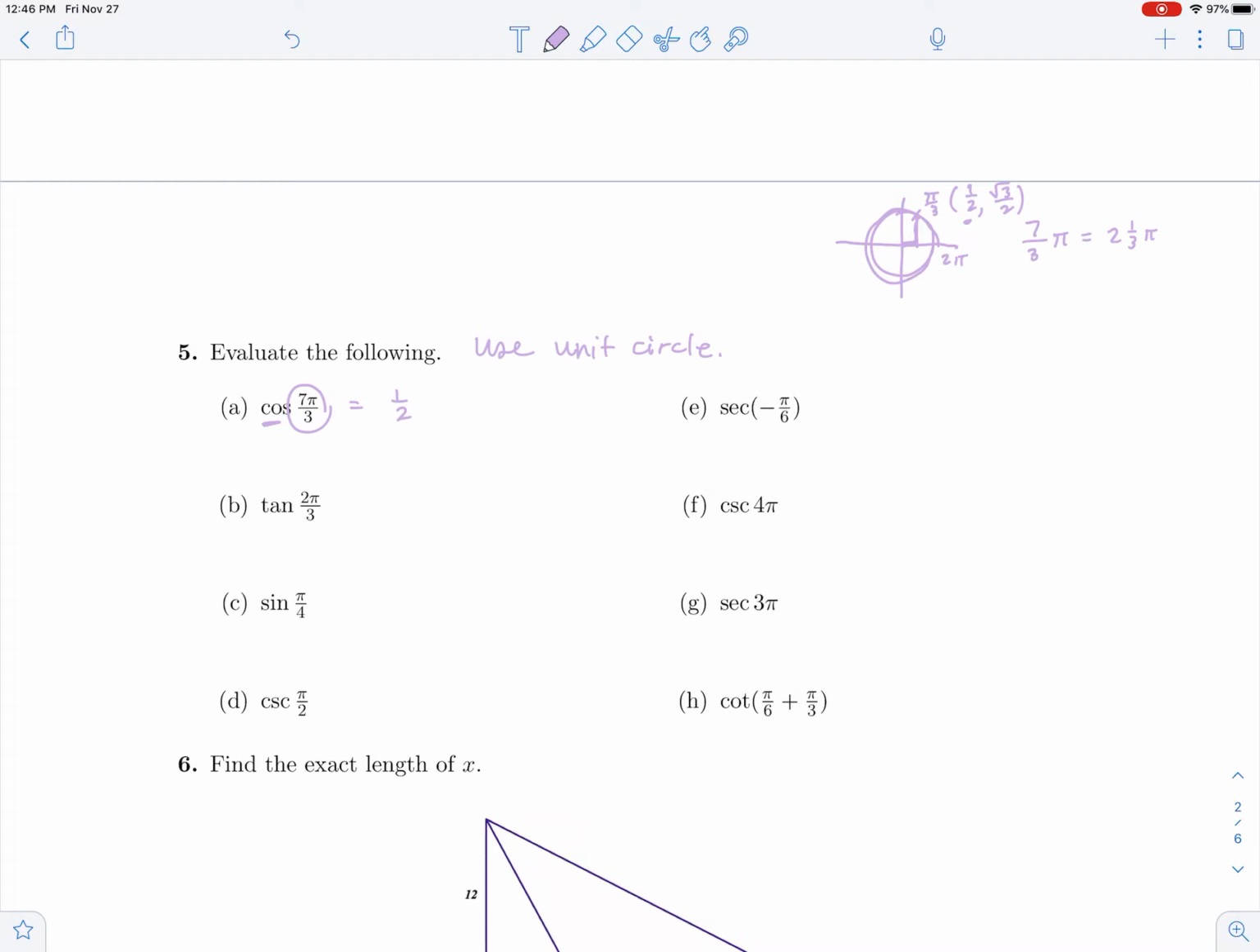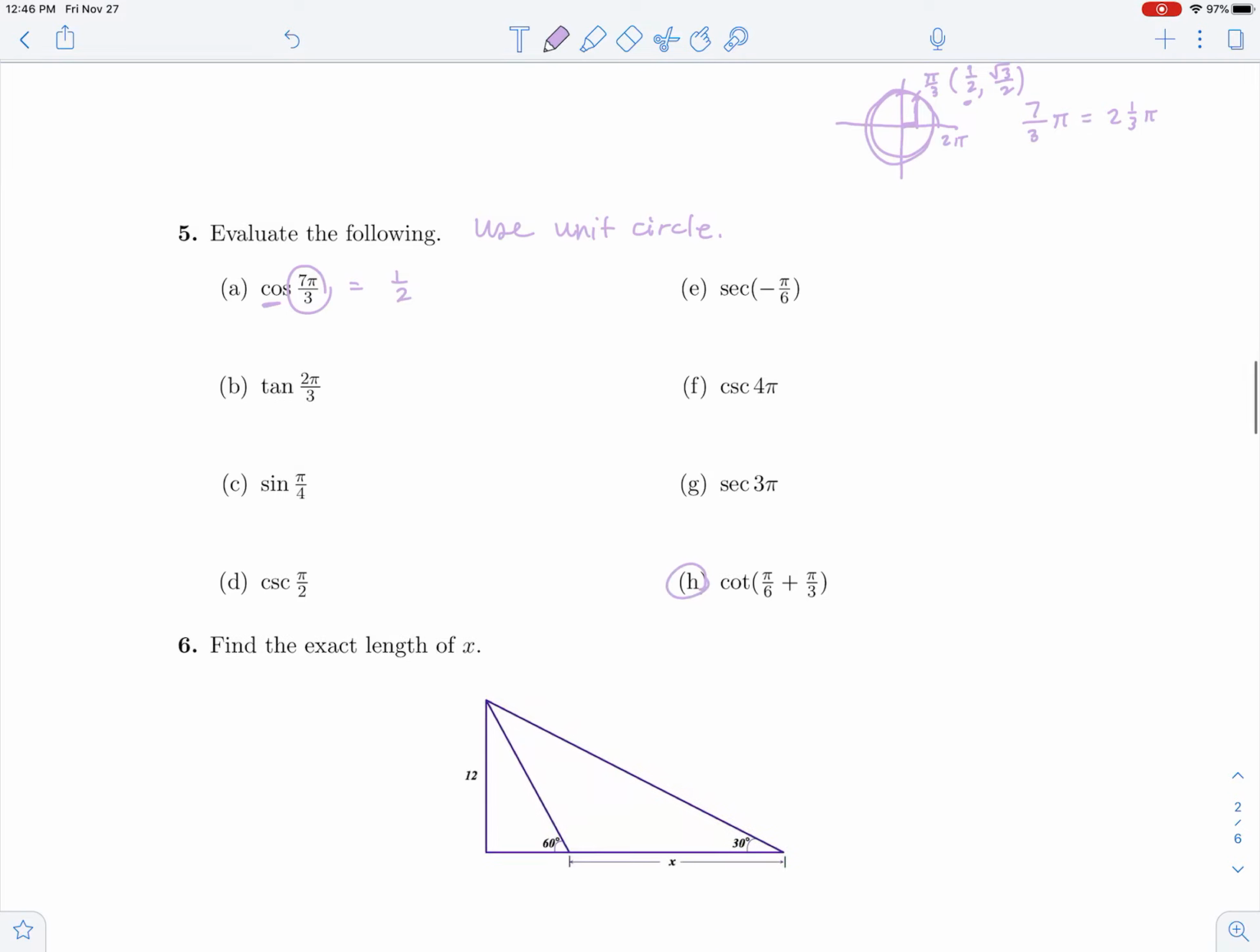The only one that I'd like to point at is for h, make sure that you're adding the arguments together before taking cotangent. You can't distribute cotangent, so you can't take cotangent of one and then add it to the cotangent of the other. That is no. Okay, so let me go ahead and erase that so it isn't there. You cannot distribute, so you want to do inside the parentheses first.